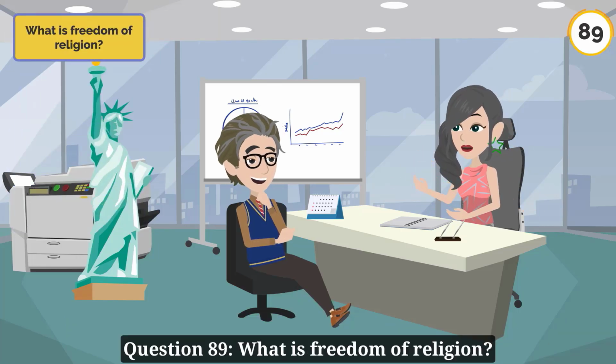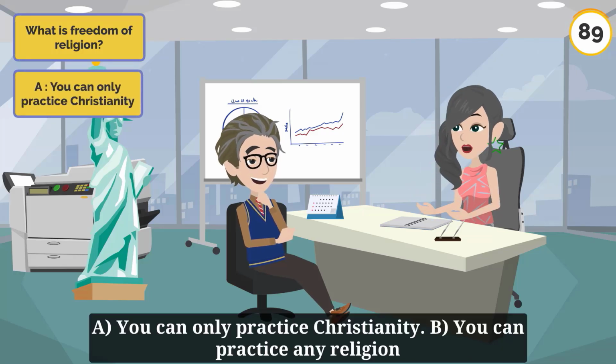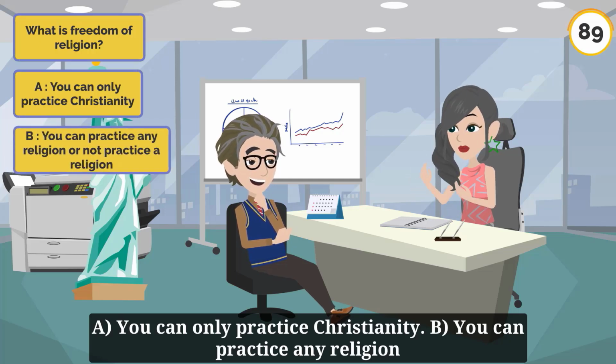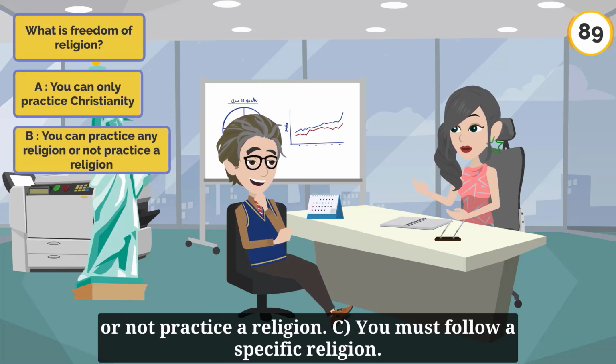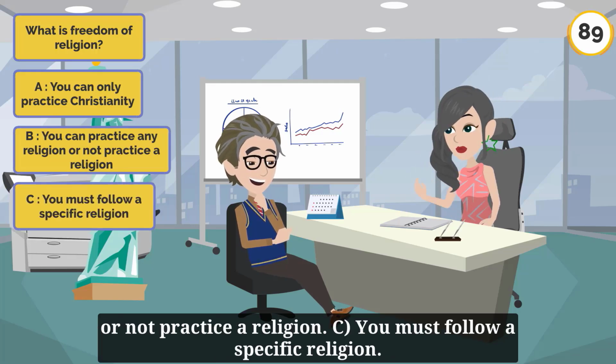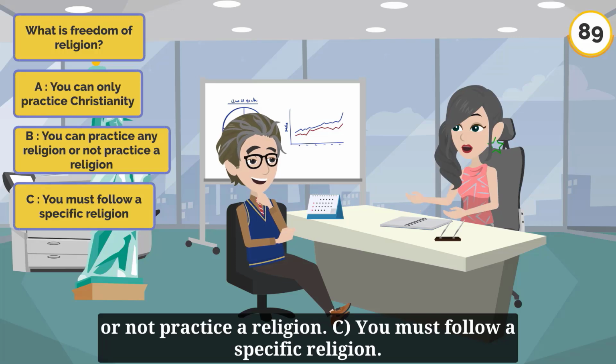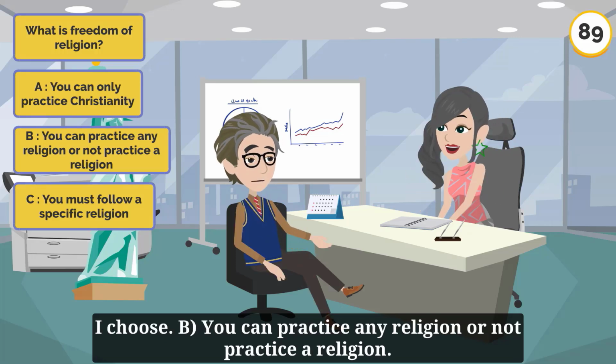Question 89. What is freedom of religion? A. You can only practice Christianity. B. You can practice any religion or not practice a religion. C. You must follow a specific religion. I choose B. You can practice any religion or not practice a religion.